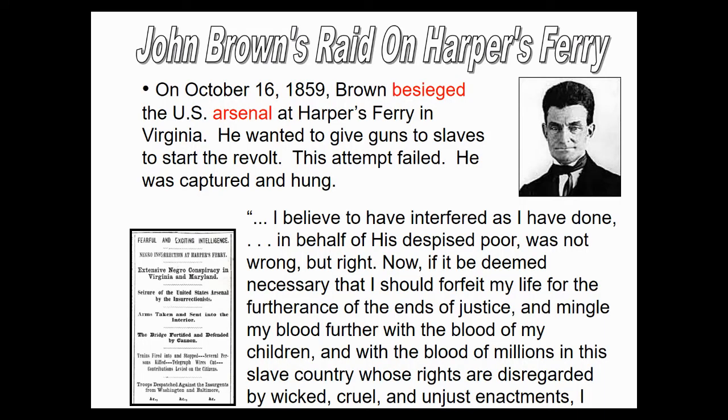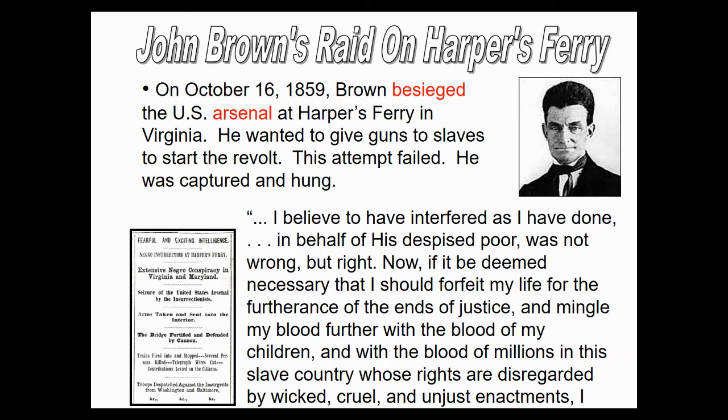Now, in 1859, we will see John Brown. Now, John Brown, we know he's famous from his dealings in Bleeding Kansas. He is going to go to Virginia and he's going to grab the armory, the arsenal, and try to encourage slaves to rise up and revolt. He thought that if he got them guns, they would revolt and they would fight for their freedoms.